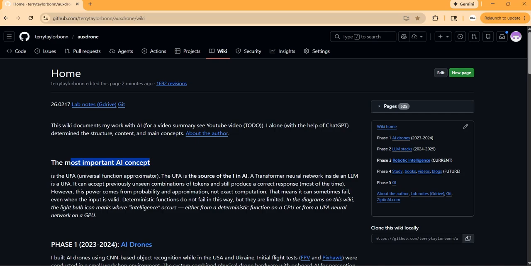And that is what experts sometimes call a hallucination. Deterministic functions don't fail in this way, but they're limited. And in the diagrams on this wiki, the light bulb icon marks where so-called intelligence occurs, either from a deterministic function on a CPU or from a UFA neural network on a GPU.